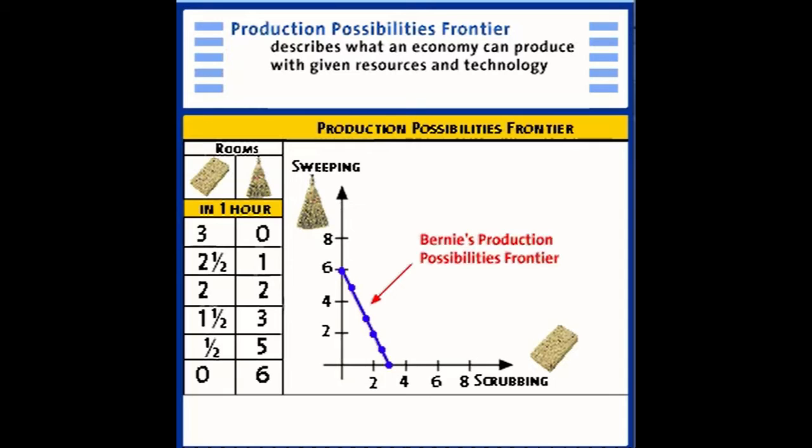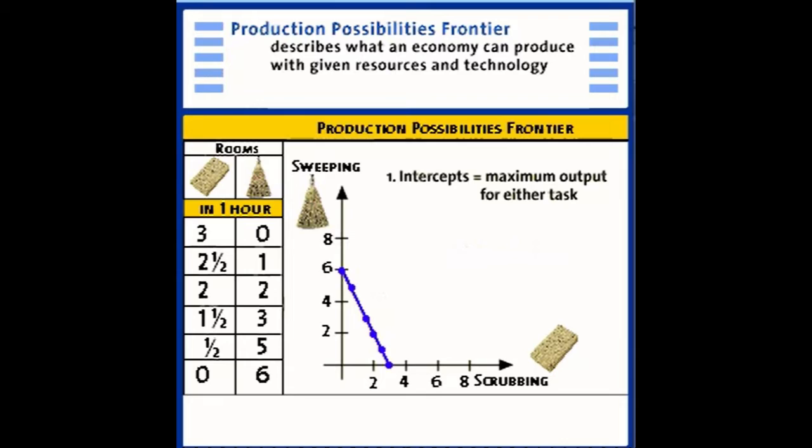Well, let's notice a few things about Bernie's production possibility frontier. First, the vertical intercept represents the maximum number of rooms that Bernie can sweep if he spends a whole hour sweeping. The horizontal intercept represents the maximum number of rooms that Bernie can scrub if he spends all of his time scrubbing. The downward slope reminds us of scarcity. Bernie's time is scarce. If he wants to scrub more rooms, he has to give up rooms swept.